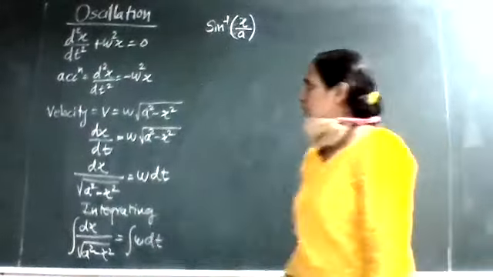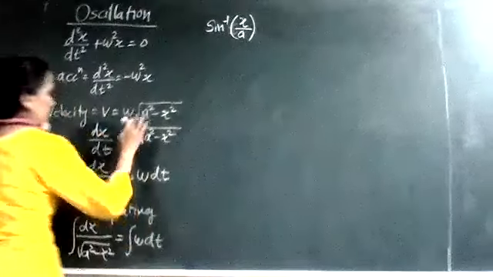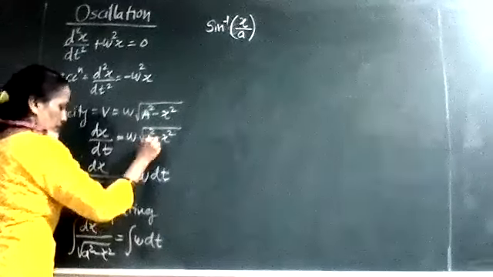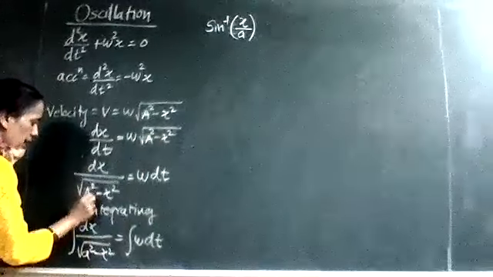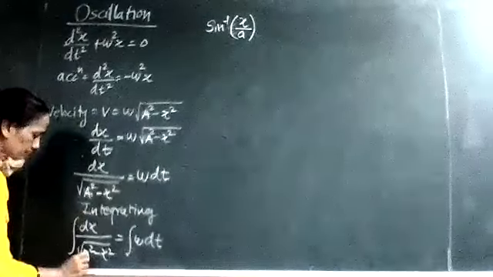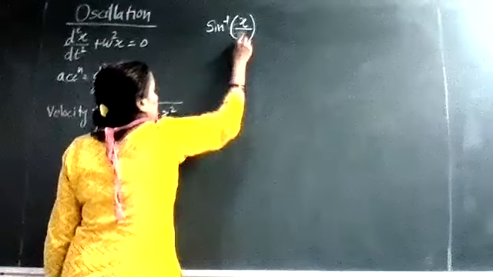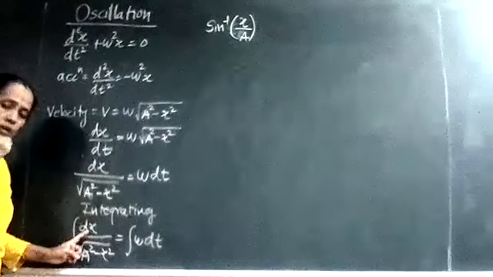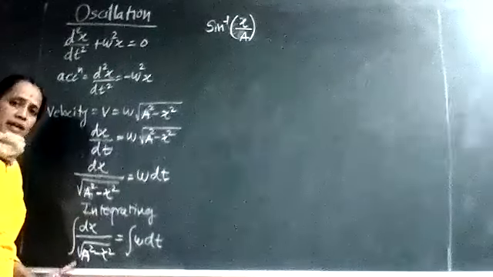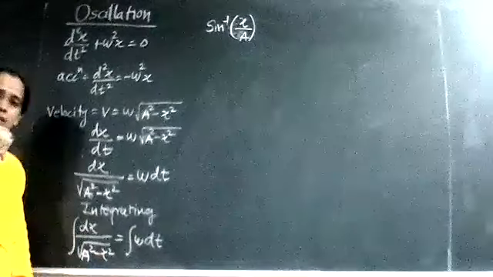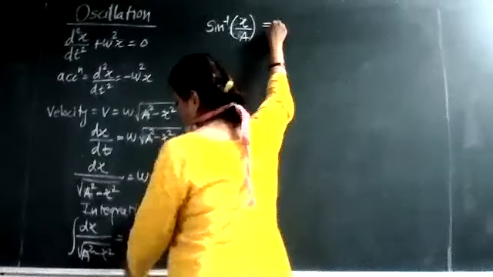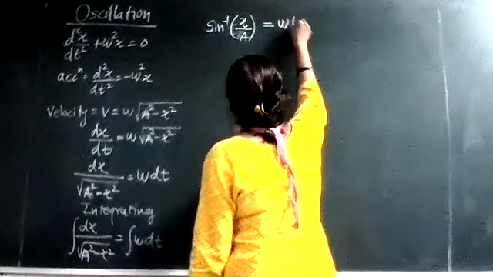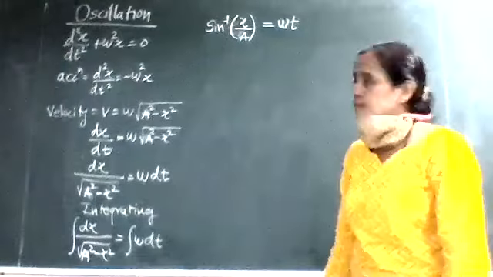Okay, now one mistake is there. Instead of small a as amplitude, I will take it as capital A. So everywhere instead of small a, I will replace it by capital A. So I am getting sine inverse x upon A, the standard formula for integration of dx divided by root of A square minus x square. It is equal to omega, which is a constant, times the integration of dt. Integration of dt is nothing but t.